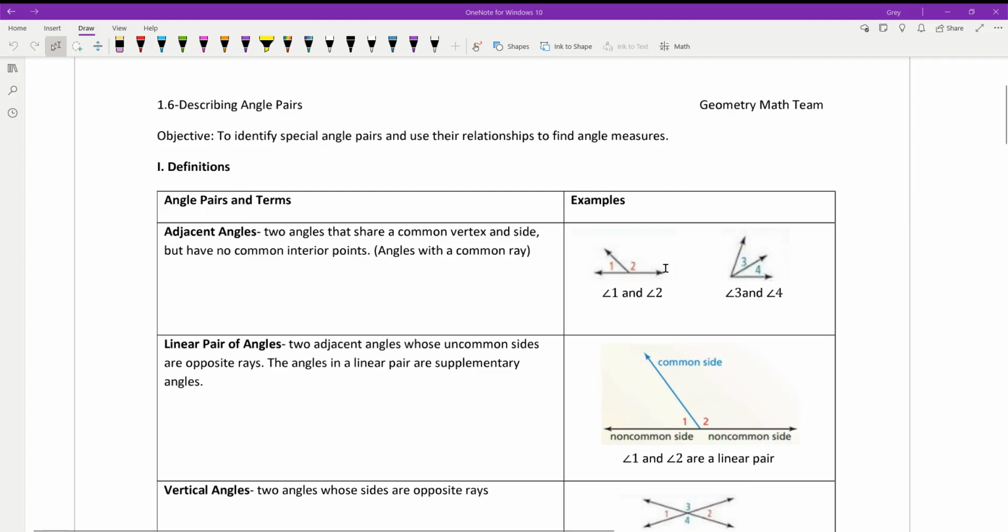Hello there, this is Ms. Nakayama, and today's lesson is 1.6, Describing Angle Pairs. We are going to identify special angle pairs and use their relationships to find angle measures.